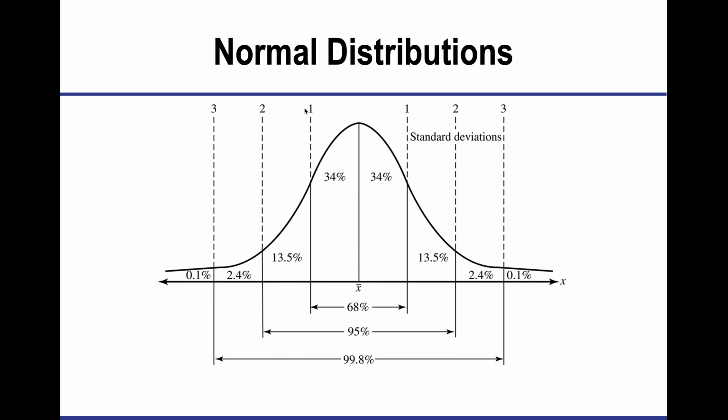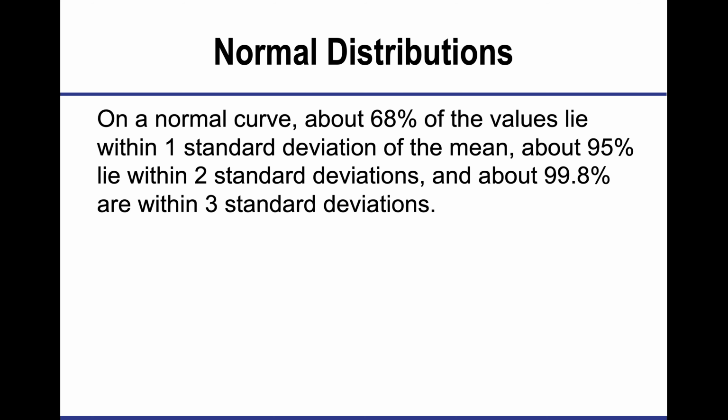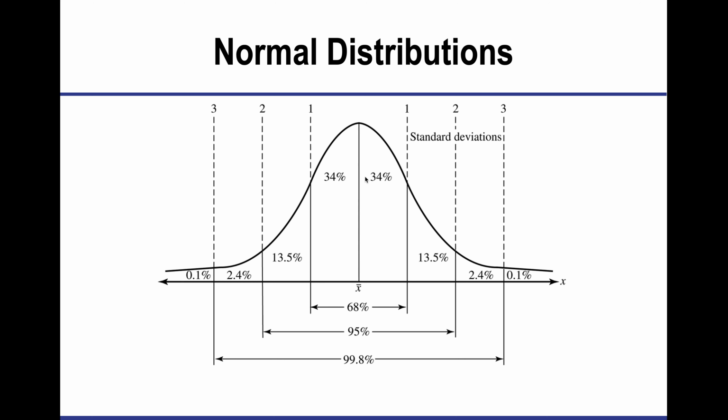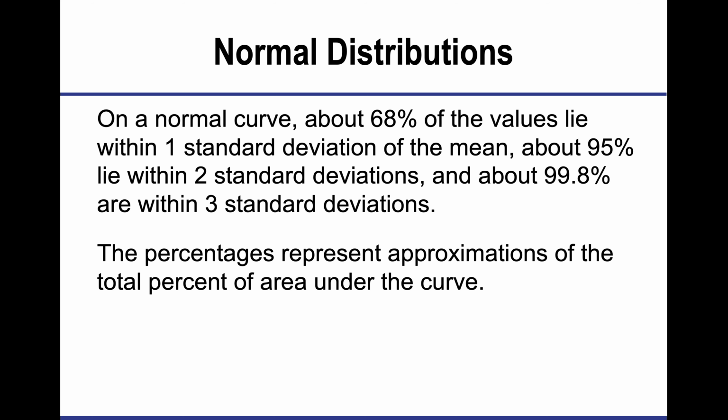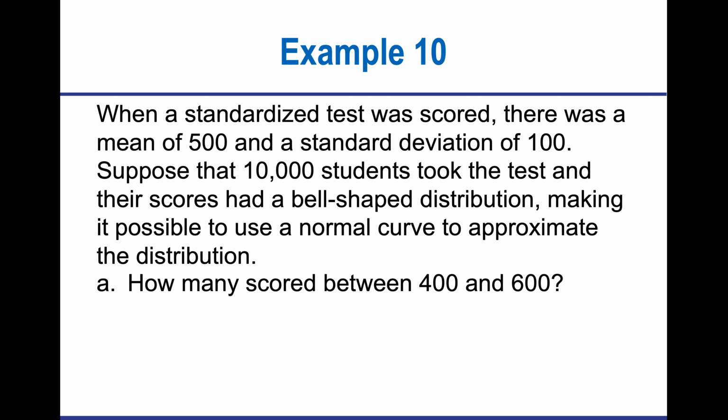So if we look at this, this is kind of that nice hill. It's going to slope down the same on both sides. And if I folded my paper exactly in half, I would have a mirror image. In a normal curve, about 68% of the values, so 34 plus 34, occur in the first standard deviation. 95% occur in the first two standard deviations, and so on. I suggest printing out that previous slide. The percentages represent approximations of what percentage of the data lies between those two values.